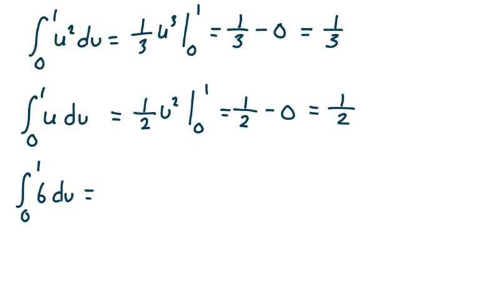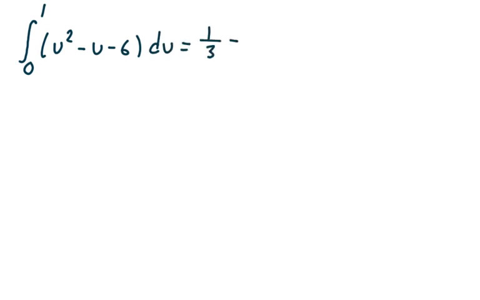And so this is 6u evaluated from 0 to 1. And then this is 6 minus 0, which is equal to 6. Now I get to put everything together. The integral from 0 to 1 of u squared minus u minus 6 du is 1/3 minus 1/2 minus 6.